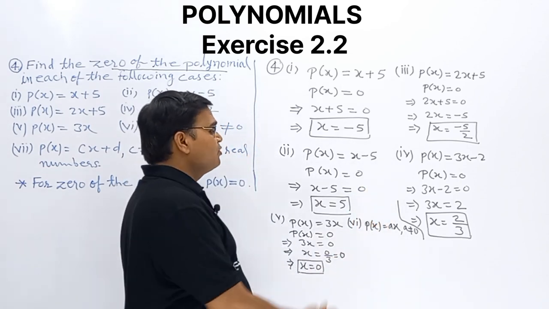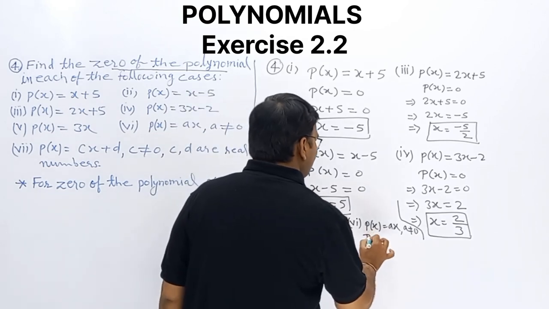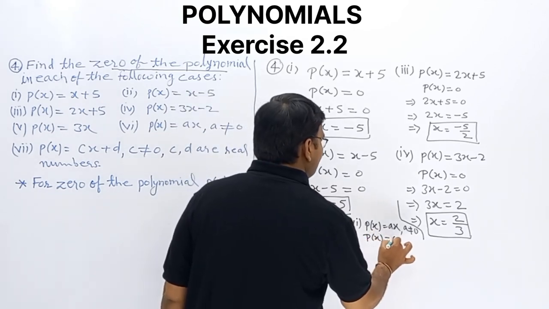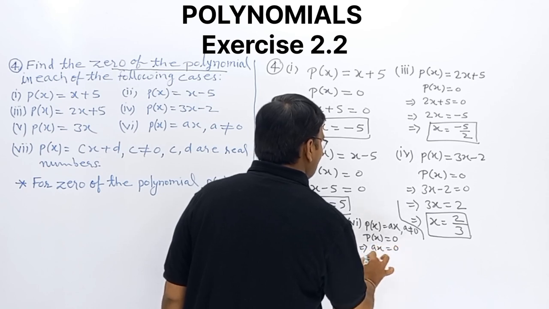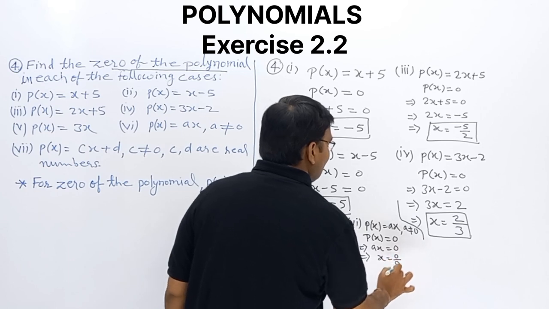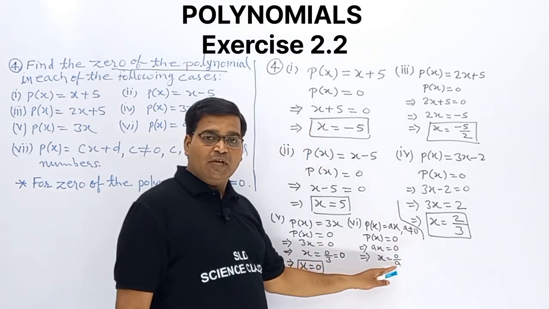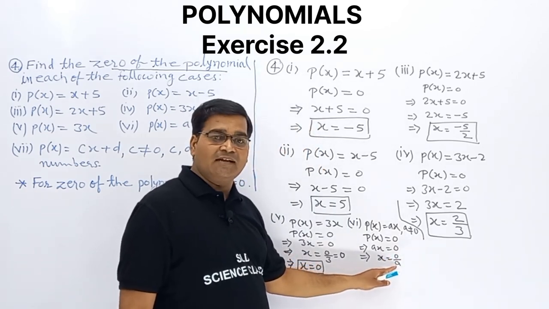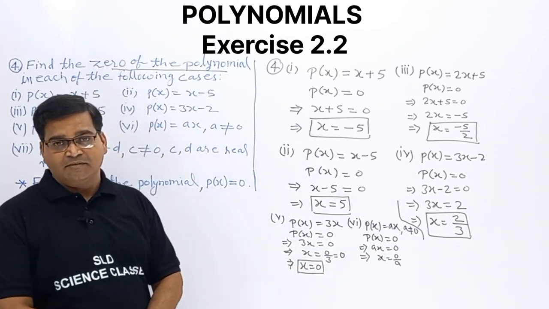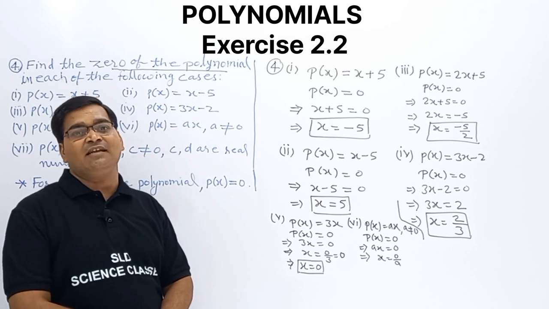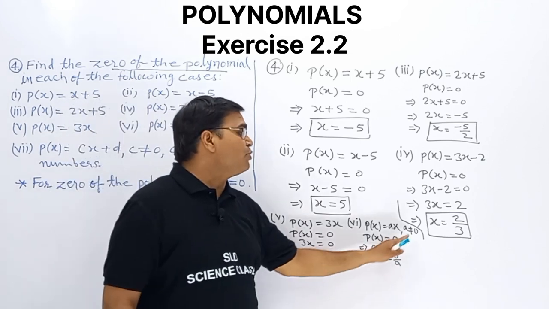Clear? Now we want its 0, so we should put this polynomial equal to 0. So what is the polynomial? ax equal to 0. Finally what we can say? x equal to 0 upon a. A should not be equal to 0. If 0 is there, then again we are getting 0 upon 0, undefined condition. Not defined, infinity we are getting. So a should not be equal to 0.